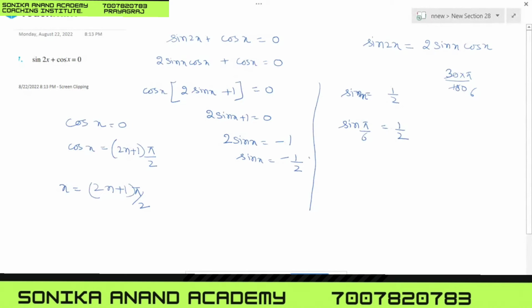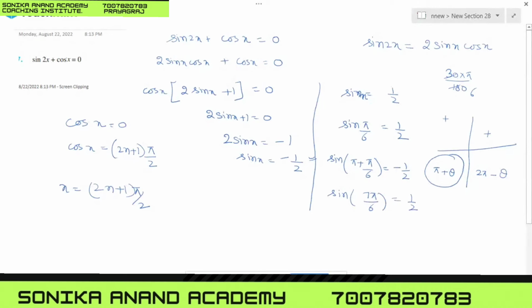Now we have the value of negative, so we go for the quadrant. This is positive, this is positive. This is pi plus theta, and that is 2 pi minus theta. Now we have to find the values. So go for this because we don't have to find two values. So we have sine of pi plus pi by 6, equal to minus 1 by 2. So sine 7 pi by 6 is equal to minus 1 by 2.